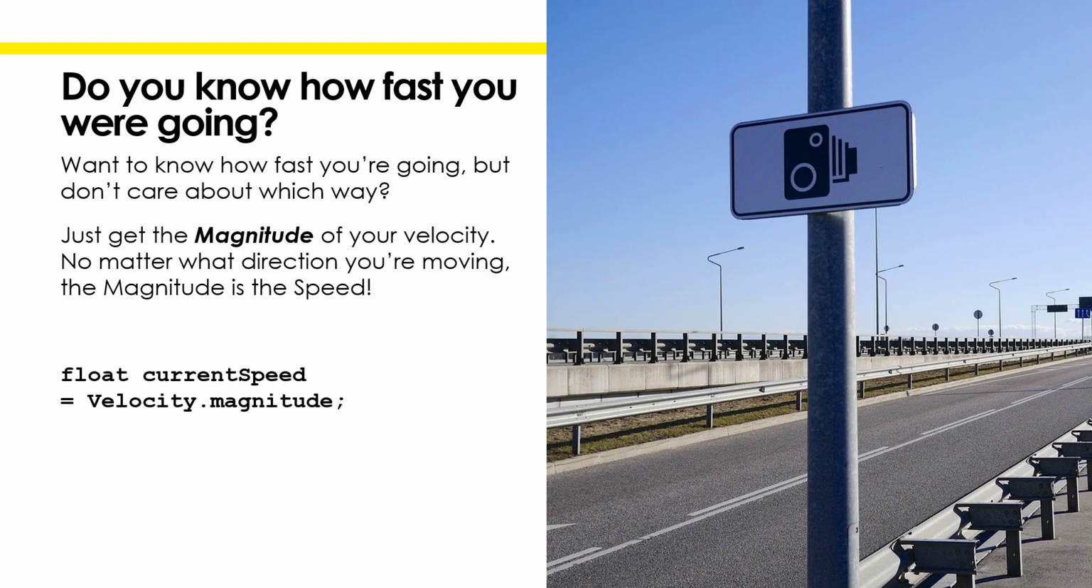If you want to know how fast you're going, but you don't care about which way, this is usually used if you want to change animations based on the speed that something is moving, or if you want to activate something if you're going too fast or too slow. We just need to get the magnitude of our velocity vector. It cares not about which direction you're going, it is just going to return a number that represents the speed. So to store this, we can just say float currentSpeed equals our velocity vector dot magnitude.